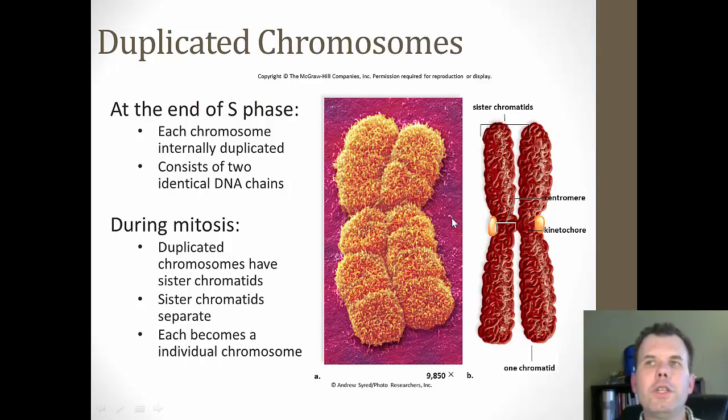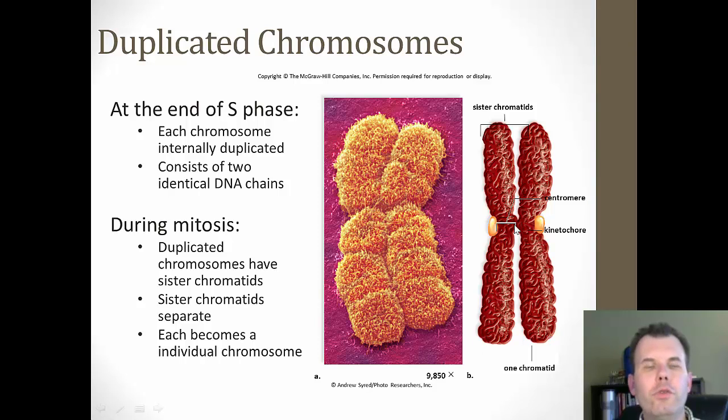This structure here is called a duplicated chromosome, and each one of these is called a sister chromatid, or one chromatid, however you want to describe it. During mitosis, these chromatids will get split apart. As soon as they split apart, the old and new get separated from each other, and they now become individual chromosomes. This is an important spot right here. Each becomes an individual chromosome.